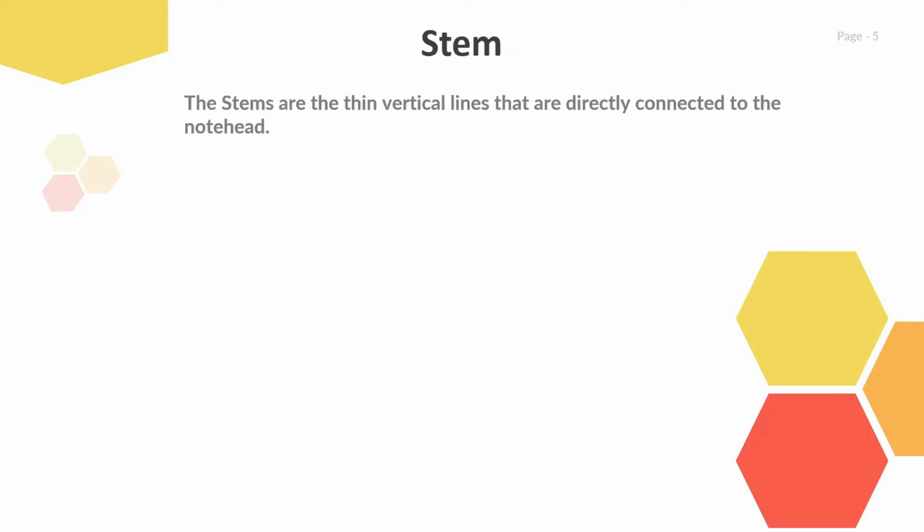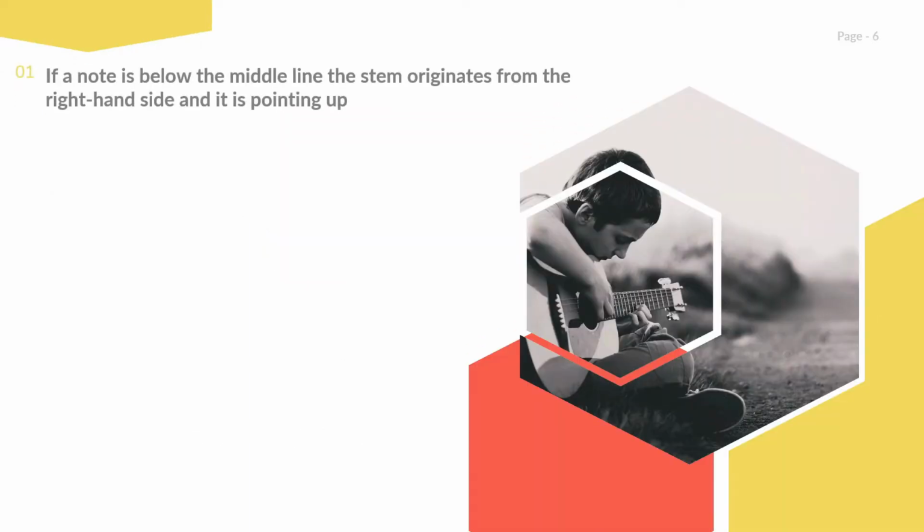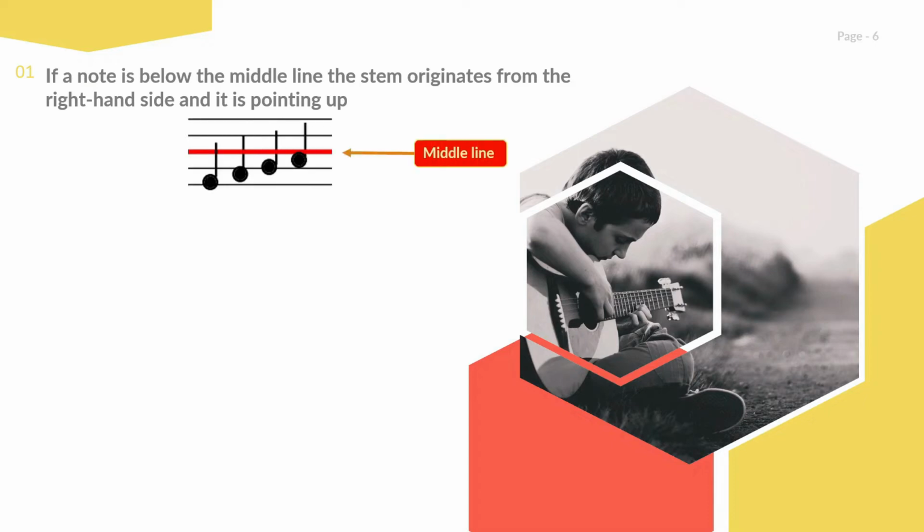The stems are the thin vertical lines that are directly connected to the note head. They can be pointed up or down on a stave depending on the situation, and they normally follow 3 rules. Rule number 1: if a note is below the middle line or third line, the stem originates from the right-hand side and is pointing up. Have a look at this example.